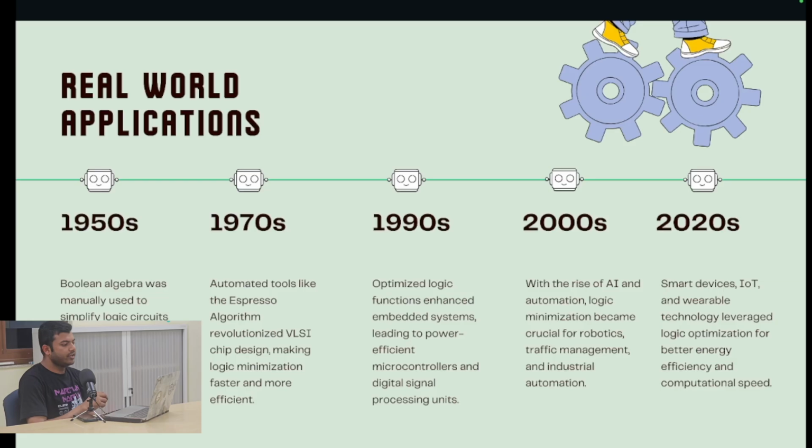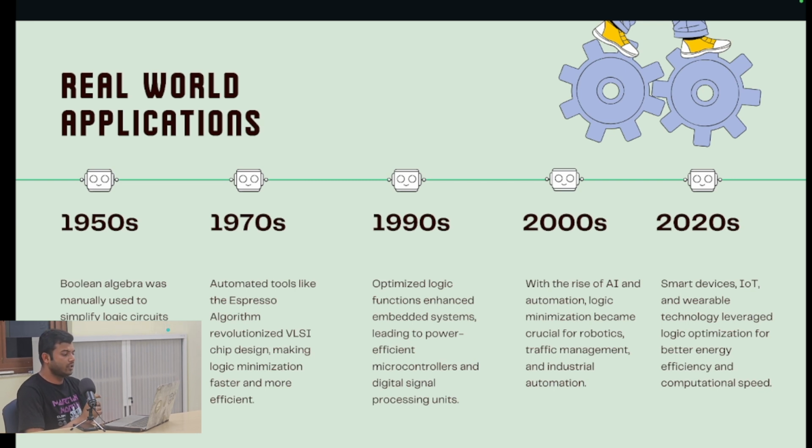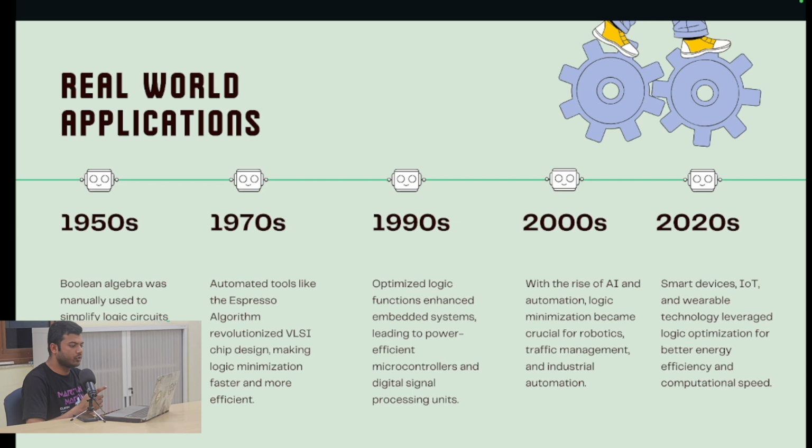And the next is real world applications of Espresso in various eras. In the 1950s, Boolean algebra was manually used before Espresso. In Boolean algebra, we use K-maps for minimizing our logic. Boolean algebra was manually used to simplify logic circuits in early computers, enabling basic computational efficiency. In the 1970s, automated tools like the Espresso algorithm came to exist.